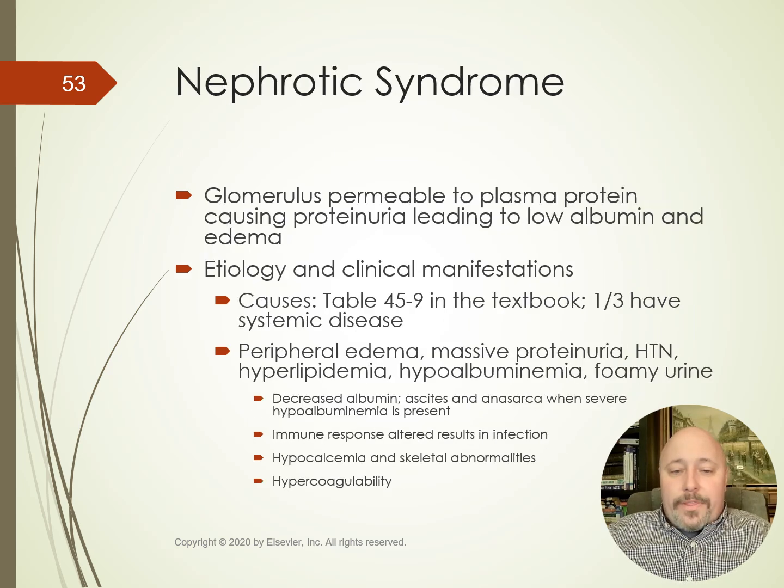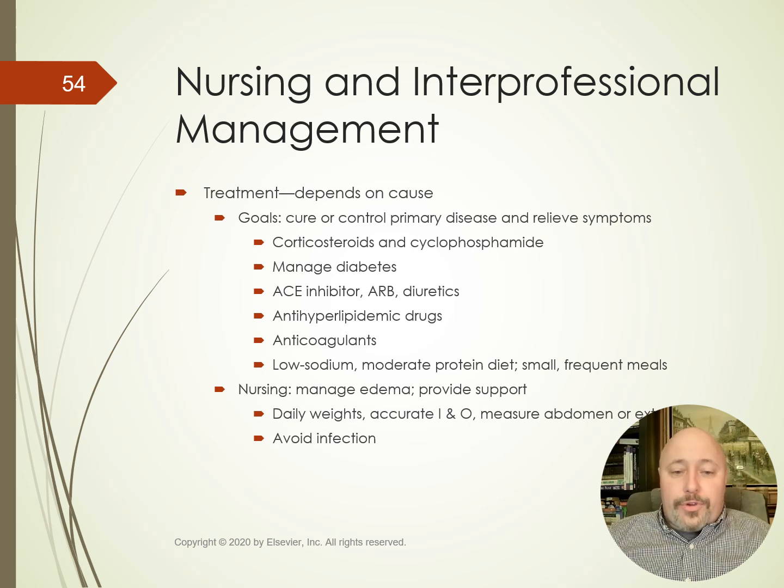Nephrotic syndrome. This is where the glomerulus is permeable to plasma protein, causing proteinuria leading to low albumin and edema. For treatment, our goals are to cure or control the primary disease and relieve the symptoms. It could be done with corticosteroids, cyclosporins, ACE inhibitors, anti-hyperlipidemic drugs, atorvastatin, anticoagulants, and a low sodium, moderate protein diet with small frequent meals.